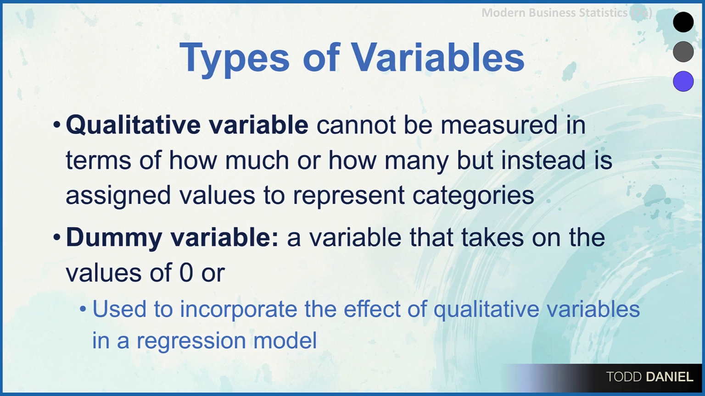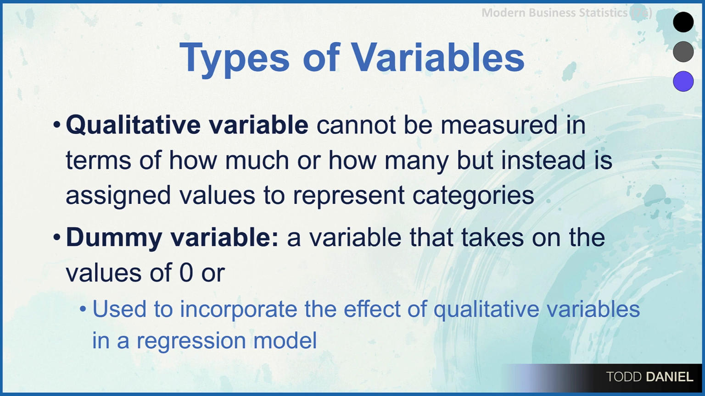And then let me mention a few other details about the types of variables that can be put into a regression equation. Qualitative variables, as opposed to the quantitative variables, quantifying height or weight or age. Qualitative variables are the ones that are not measured by how much or how many. Instead, a qualitative variable is assigned values that represent categories.